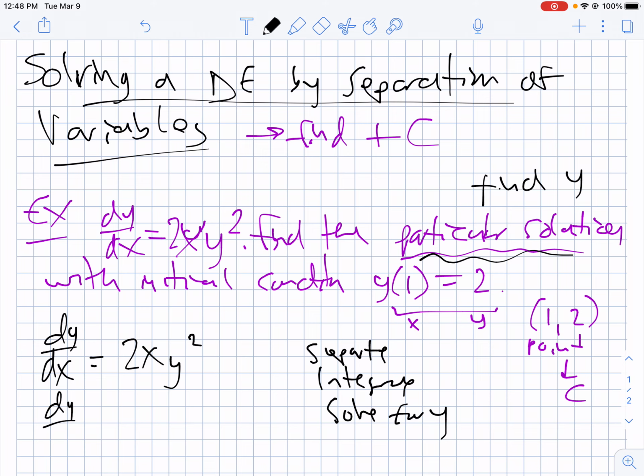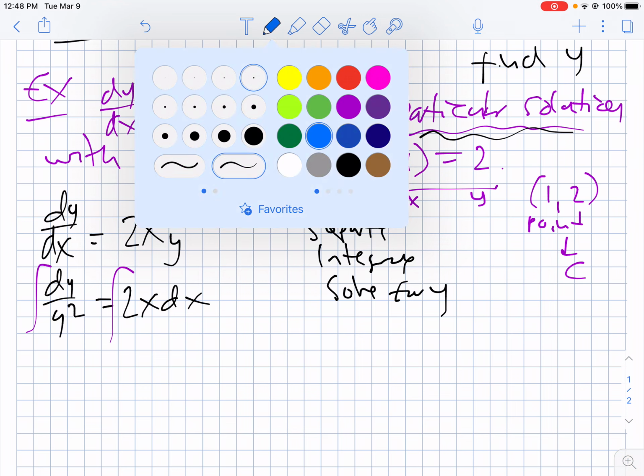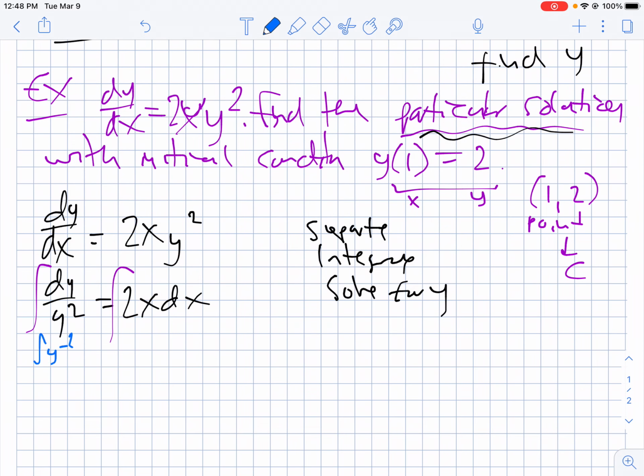So we'll divide out the y squared, we'll multiply the dx to the other side. Great. And now we're going to put an integral sign on both sides of this. The integral on the left is the integral of y to the negative 2, so that's negative 1 over y. On the right, we get x squared, and again, we just put the plus c on one side, to make the x side easier here.